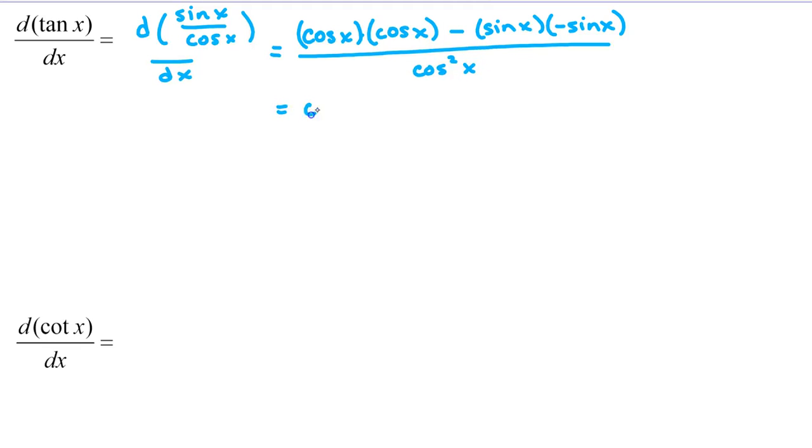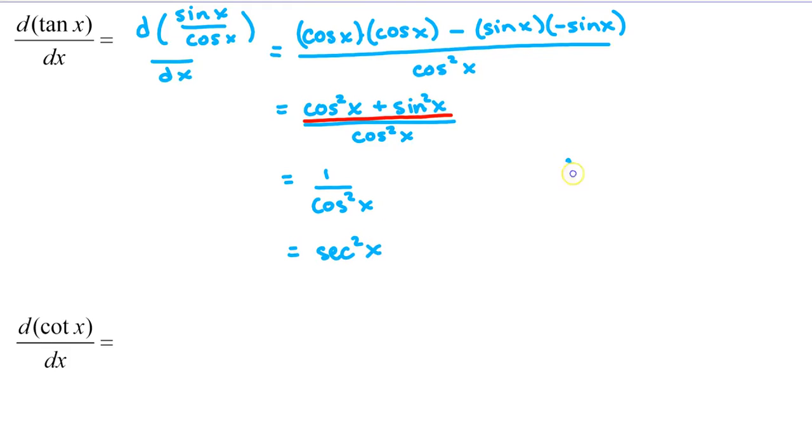So what we have here is cosine squared x plus sine squared x over cosine squared x. Remember, you cannot cancel the cosine squared x's because of the plus. But hopefully you remember from your trig identities that cosine squared x plus sine squared x is 1. So this is 1 over cosine squared x. And hopefully you also remember that 1 over cosine x is the same as secant x. So this is secant squared x. So the derivative of tangent x with respect to x is secant squared x.